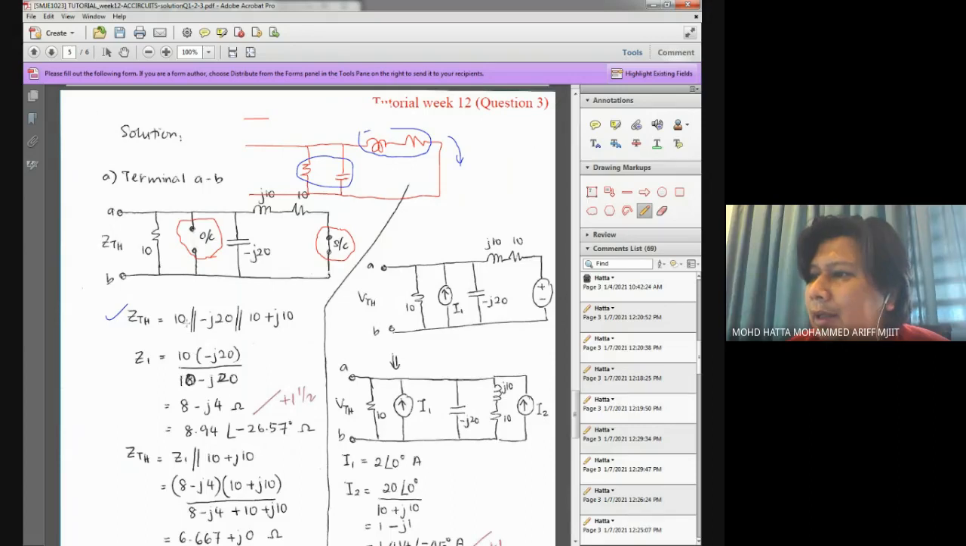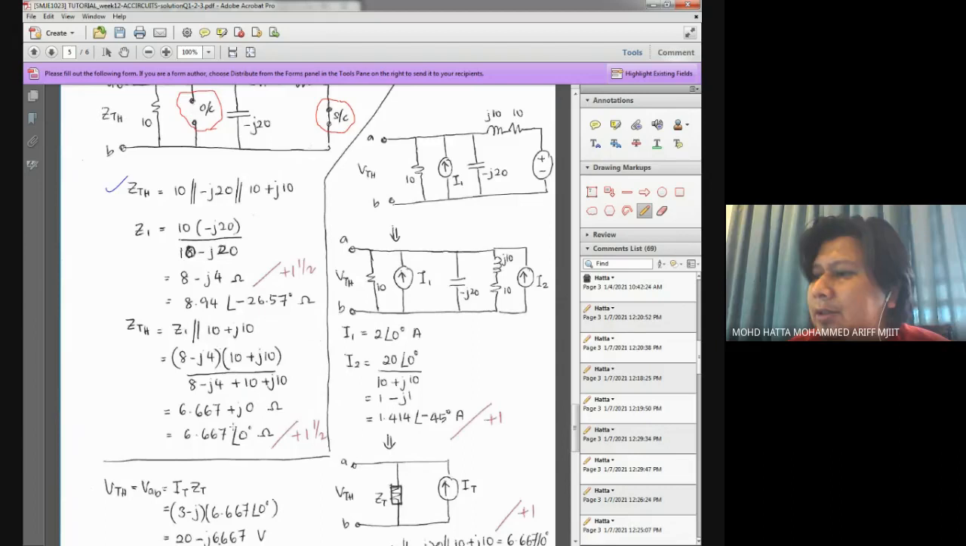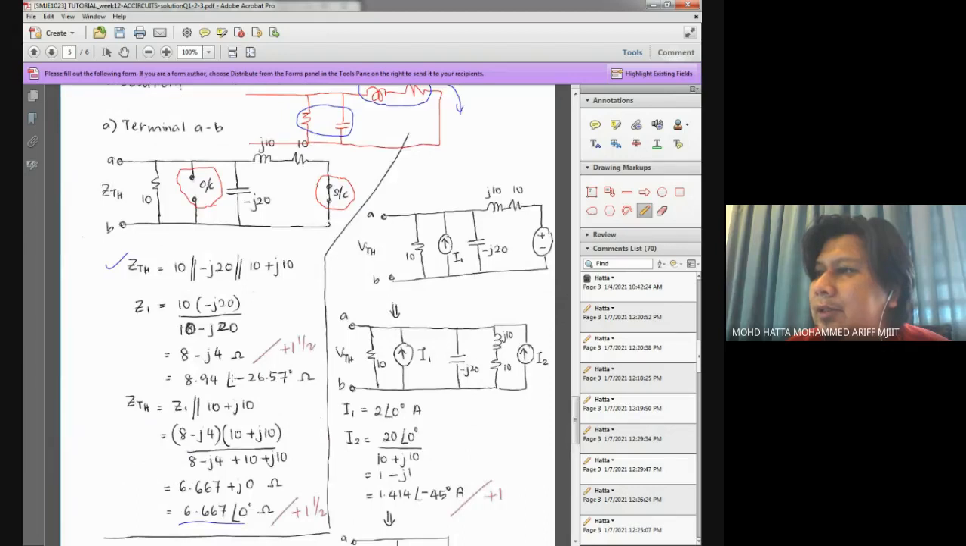I have 10 in parallel with negative J20, as well as in parallel with these two elements in series, 10 plus J10. So towards the end, you will get your value of ZTH given by this value. All right, now ZTH is solved.